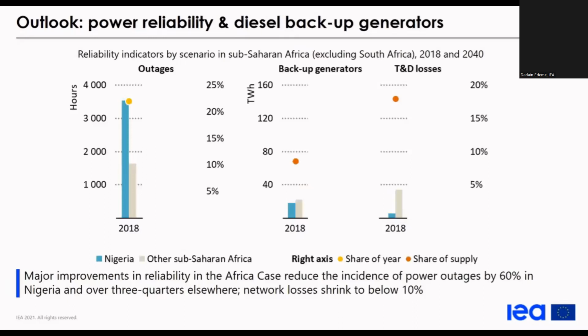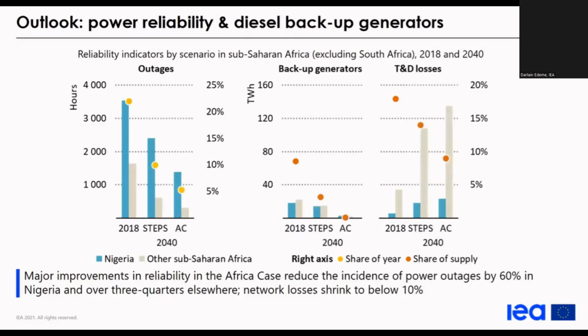Another example of the results of our modeling is on power reliability. As we discussed, we know that in Africa today, many countries are experiencing a certain level of outages, of transmission and distribution losses, and as a result, a high number of backup generators used by consumers. All these elements would evolve in the future. Again, we are getting projections under our different scenarios as output of our modeling exercise on electricity access.